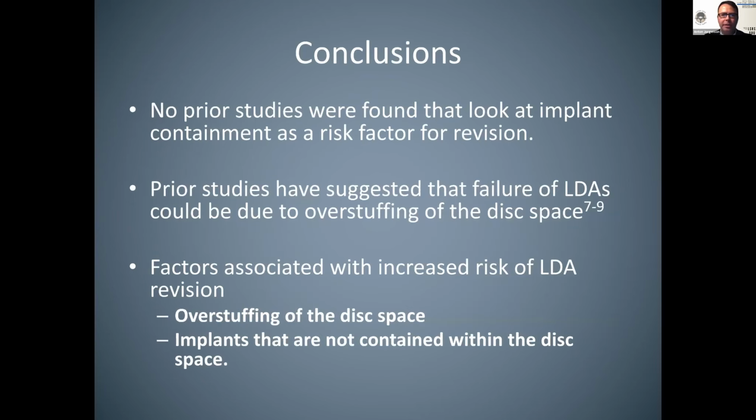So our conclusions: we found that factors associated with an increased risk of lumbar arthroplasty revision surgery are overstuffing of the disc space and implants that are not fully contained within the disc space. An implant that is sticking out the anterior aspect of the disc space or sticking a few millimeters into the spinal canal is associated with revision surgery.